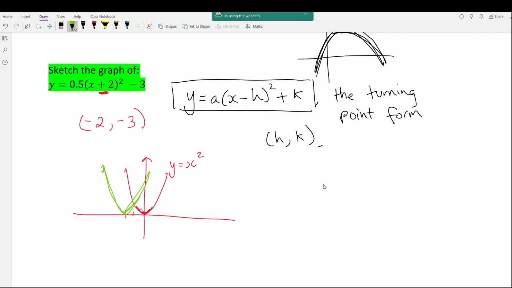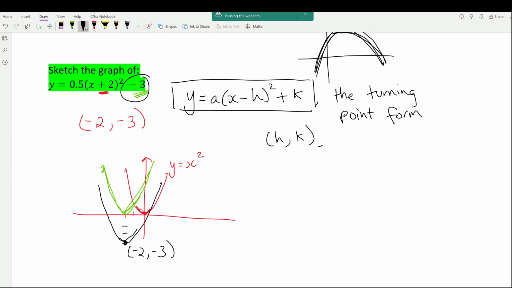Well, that's pretty bad. And then it gets translated 3 units down. So it goes 1, 2, 3, and it's going to end up here somewhere. It's going to look something like that. The turning point is at (-2, -3).